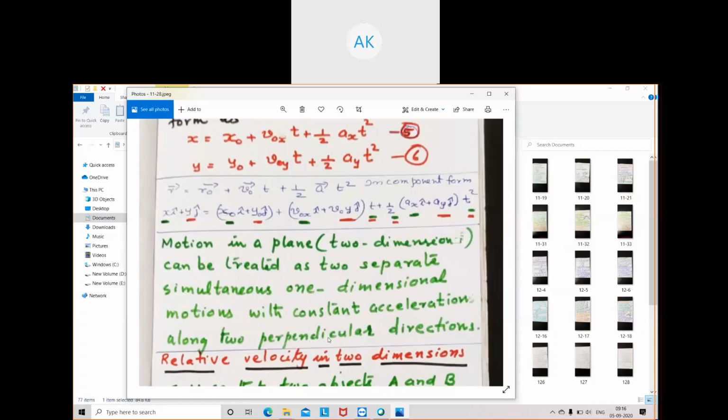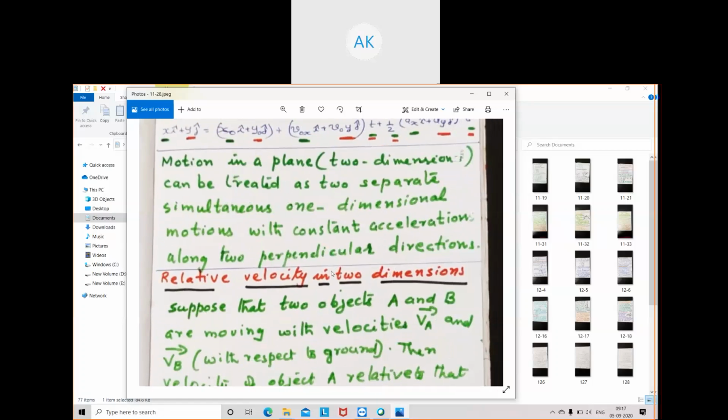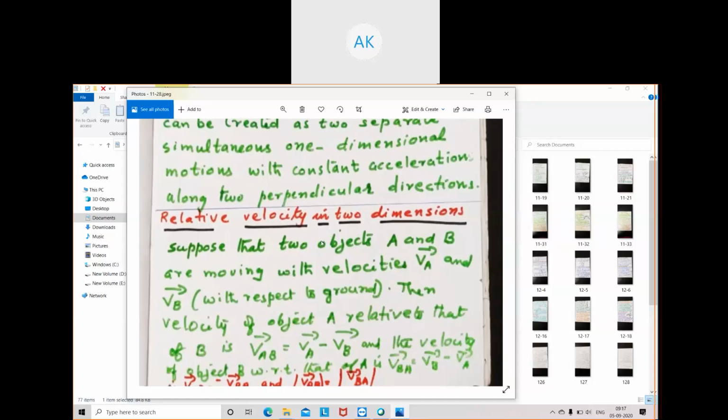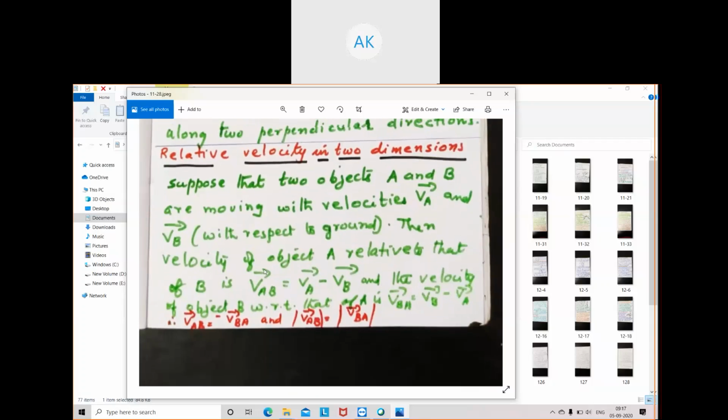Then next, relative velocity in two dimensions. In one dimension we have studied relative velocity: VAB equal to VA minus VB, VBA equal to VB minus VA, VAB equal to minus VBA. But the only difference here is that we put the vector sign. There we put the vector sign. That is the only difference here.